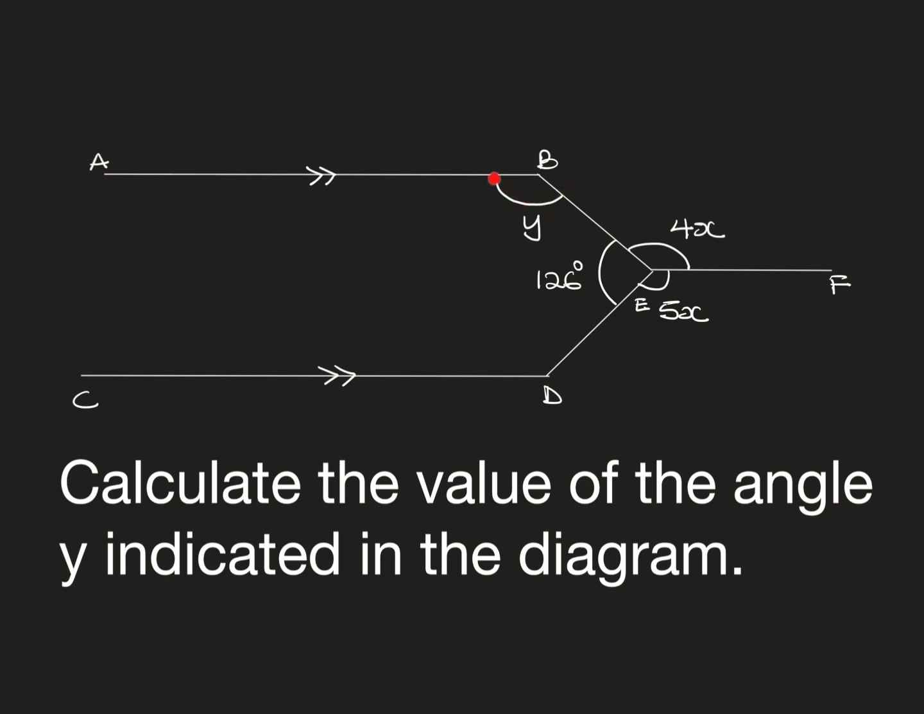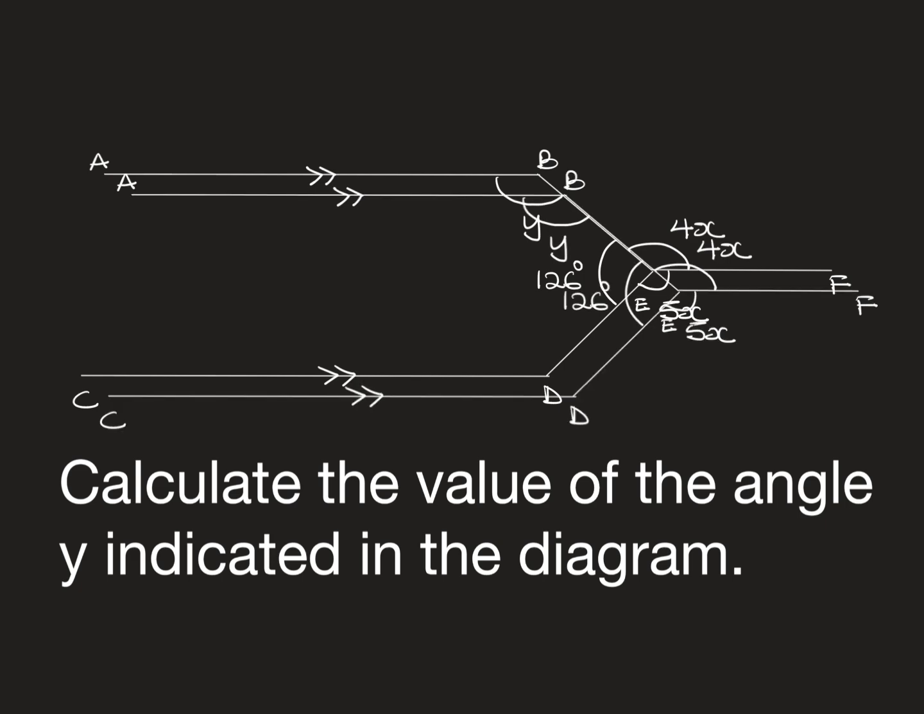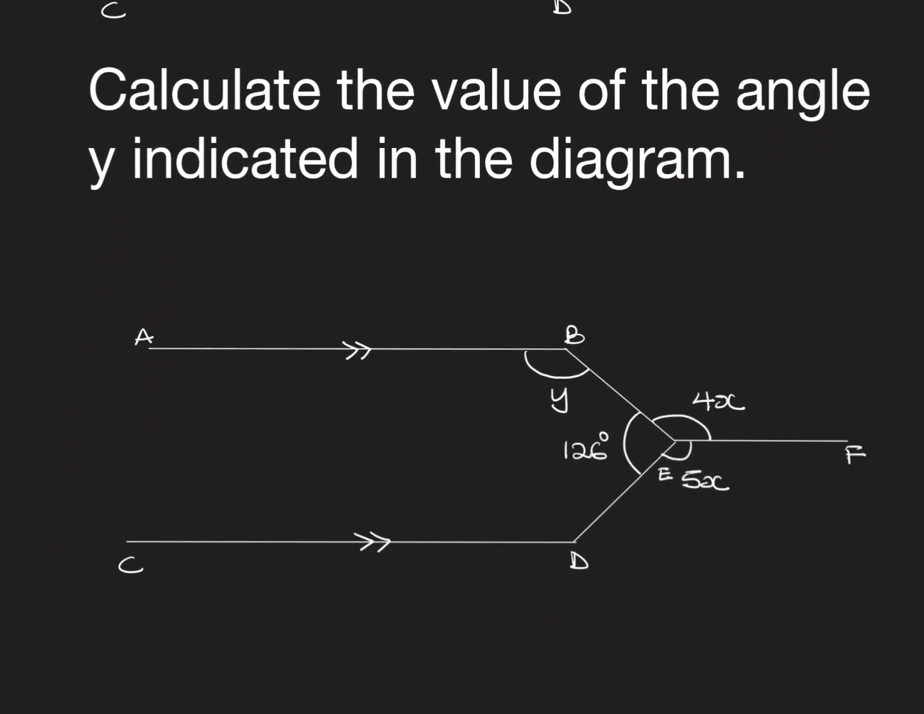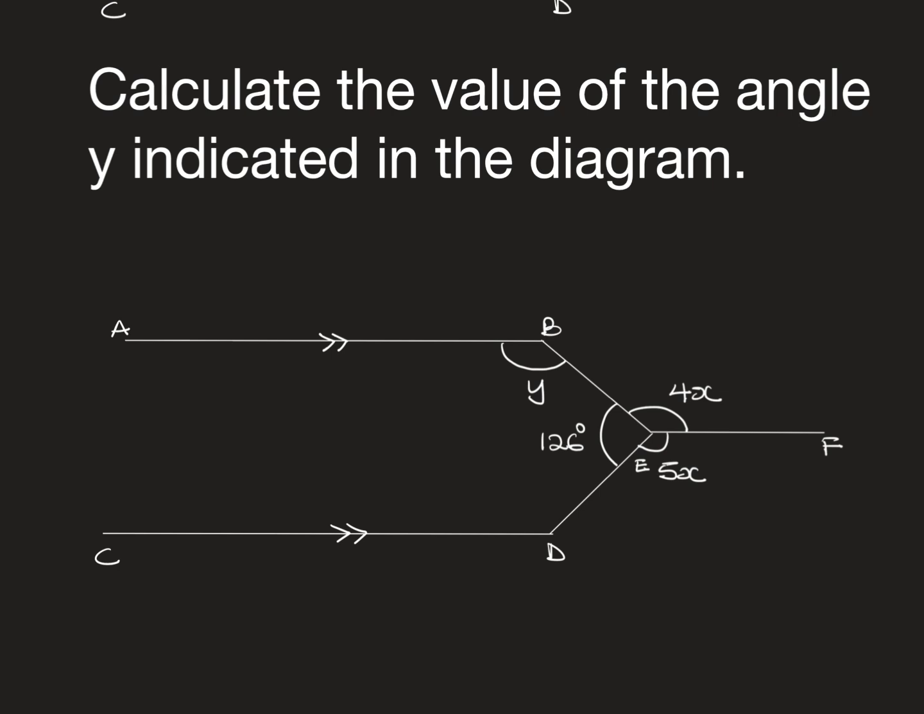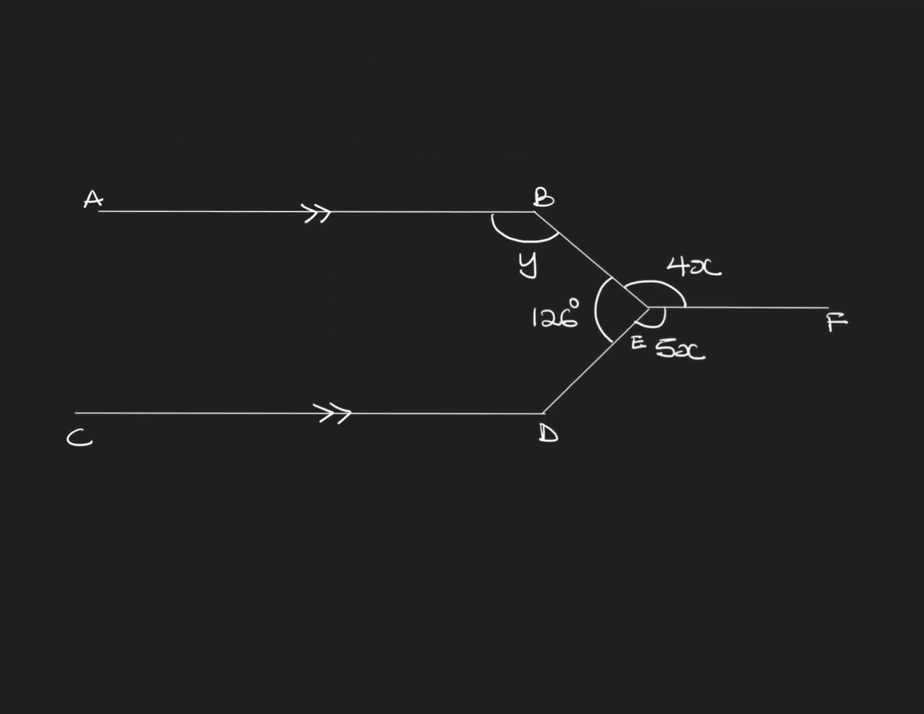This question asks us to calculate the value of angle Y indicated in the diagram. So this is the angle we need to find. If I should draw this diagram again, this is how we have it. Okay, so what can we do to be able to find angle Y? Well, first we have something here that we can consider. This is a point, and around it we have different angles. So we can first use that and calculate the value of X. Then after that we see what we can do to find Y.